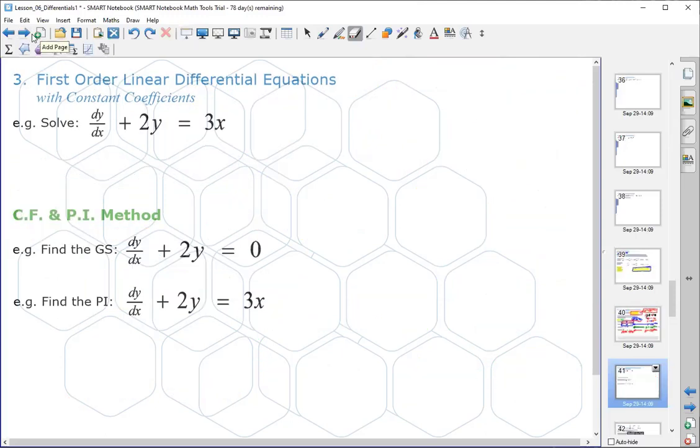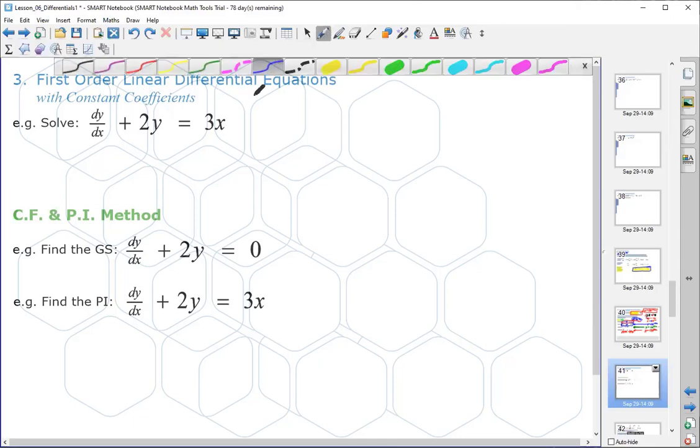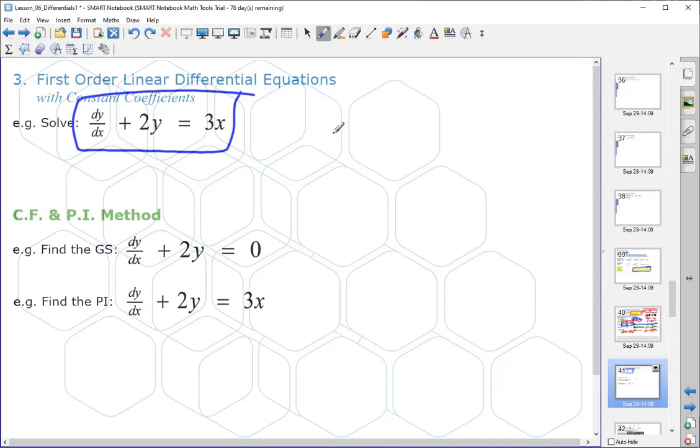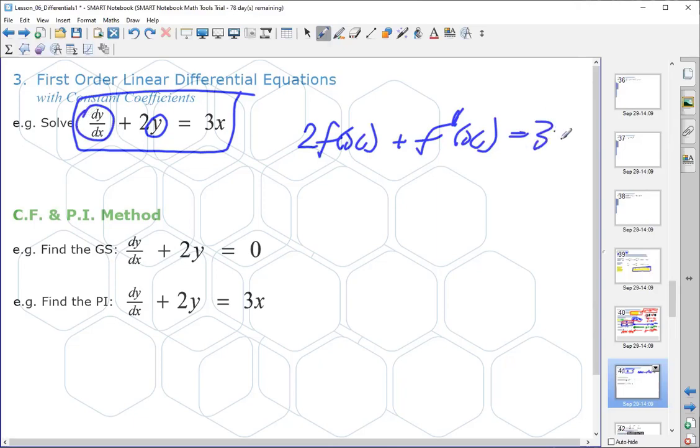So I want to solve this now. And what I'm going to do is I'm going to do it in a kind of weird way. I'm going to say we've got some function, which is effectively y. We're going to multiply it by 2, and then we're going to add on f dashed x, which is dy by dx, and the answer's got to be 3x. So some equation, we don't know what it is, multiplied by 2, plus the differential of that equation has got to equal the 3x.